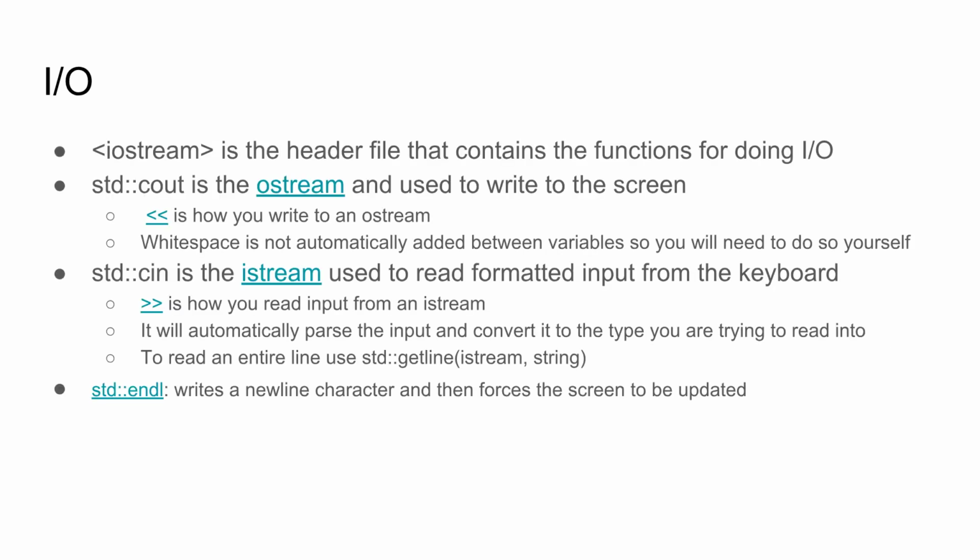So iostream, again, you need that. cout is how you write to the stream. Whitespace isn't automatically added. cin will read in the input and it will parse the converted type.